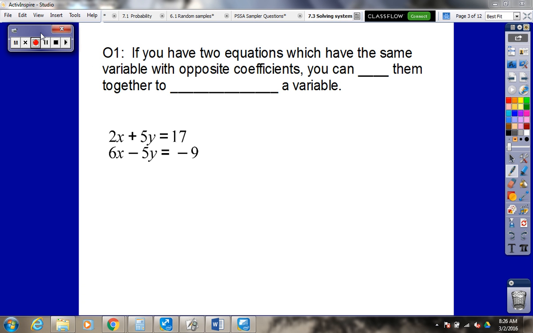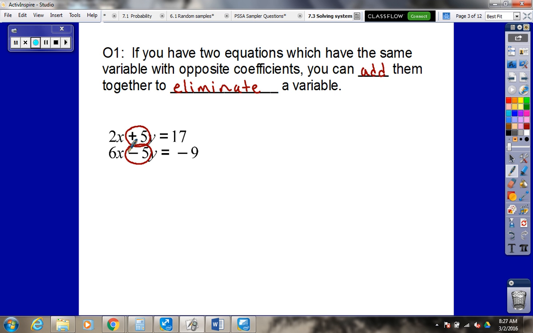Okay, so if you have two equations which have the same variable with opposite coefficients, you can add them together to eliminate a variable. This is called the elimination method because we are eliminating, or getting rid of, a variable altogether. If you look at this system, the y in each equation, here we have a plus 5 in front of it, here we have a minus 5 in front of it.